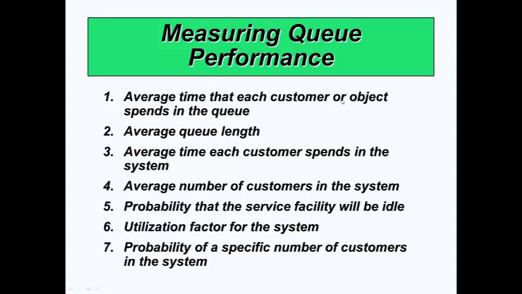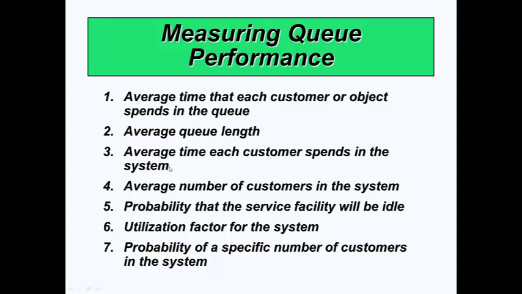Average time that each customer spends in the queue. The second one is average queue length. Average queue time, waiting time, average length of the waiting line. These are the two most important ones. Obviously, you want to minimize this.